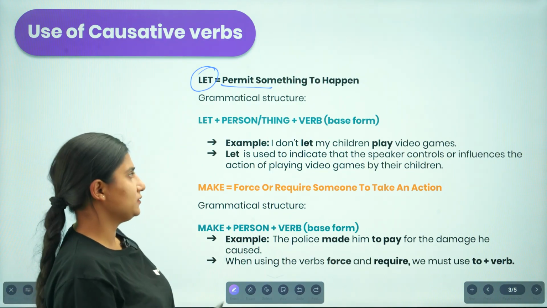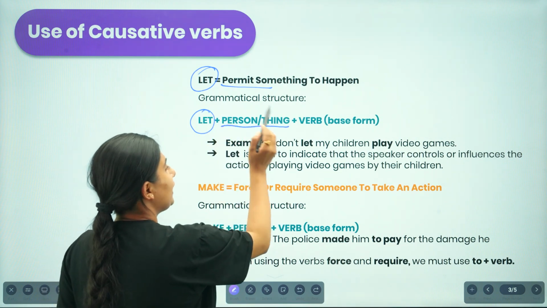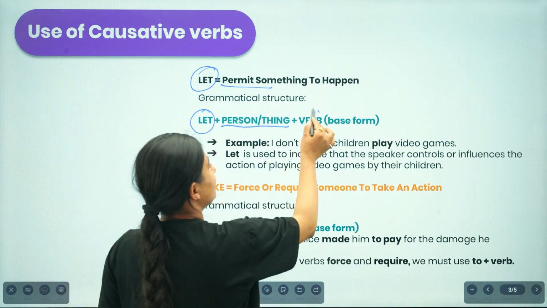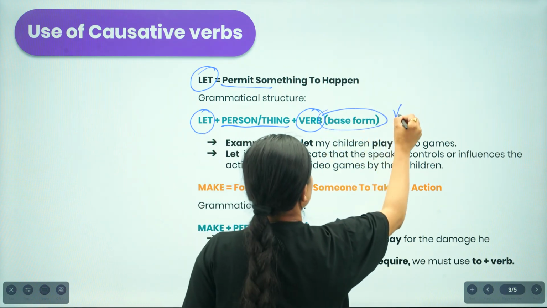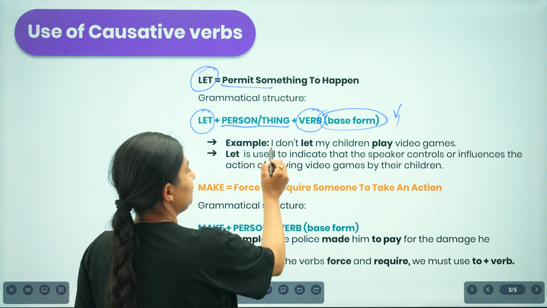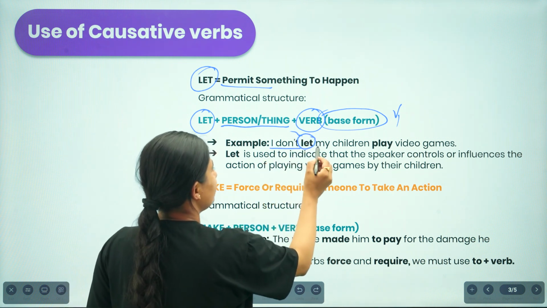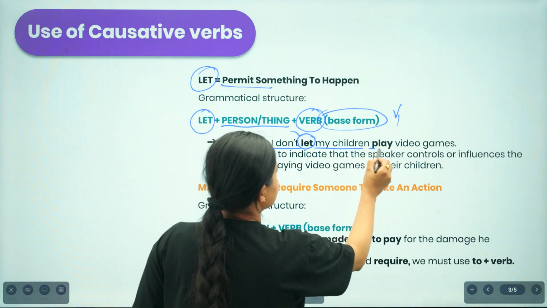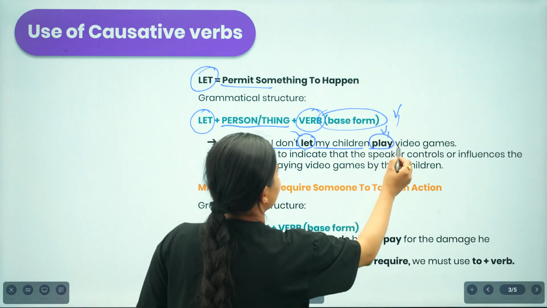And talking about the grammatical structure, we use let along with the person or a thing, and after that we use the verb, but the verb should be used in the base form. That is, we are supposed to use verb 1 only. For example, the example is: I don't let my children play video games. This let is the causative verb, play is the base form of the verb 1, and then video games.